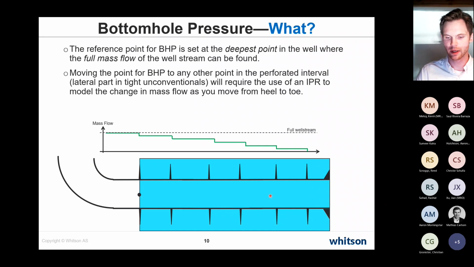But from this point to the heel of the well, the rate will change with each and every perforation. There will be some rate incoming that adds to the total mass flow. So that's the theoretical reason why we computed at that point. If you want to go deeper, strictly correctly, then you would have to account for that inflow by using some sort of IPR or something like that.